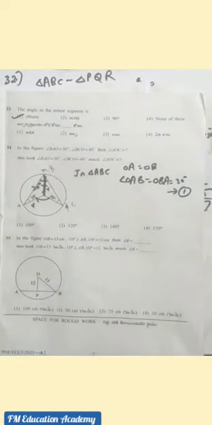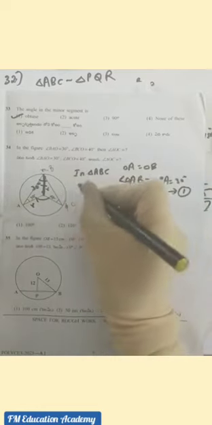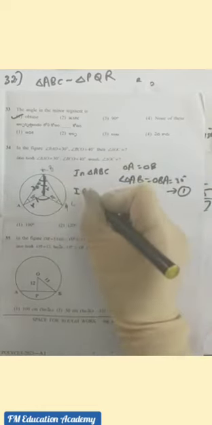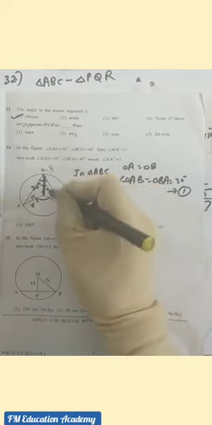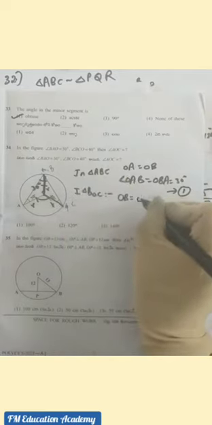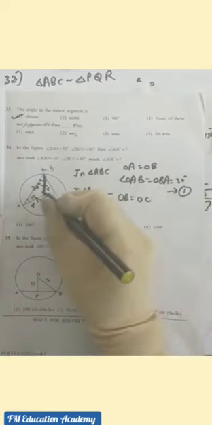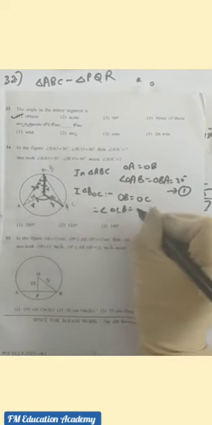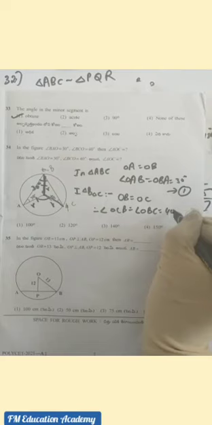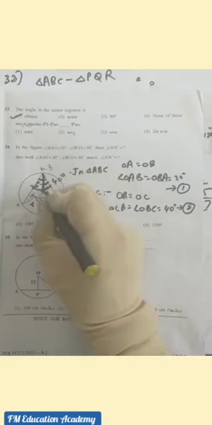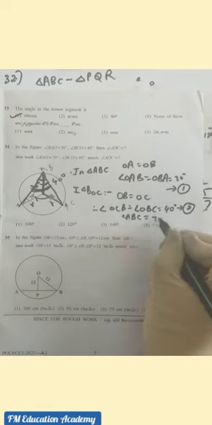Similarly, in triangle BOC, what can we say again? Again, this is also radius, OB, OC. So we can say OB is equal to OC. If OB is equal to OC, then angle OCB is equal to angle OBC is equal to 40 degree. Let us suppose that is the second equation. So this is 40 and this is 30. What is the total angle, that is angle ABC? Total angle ABC is how much? 30 plus 40, that is equal to 70 degree.